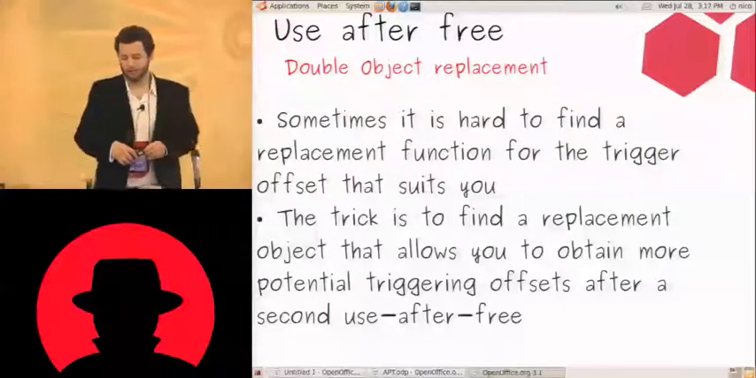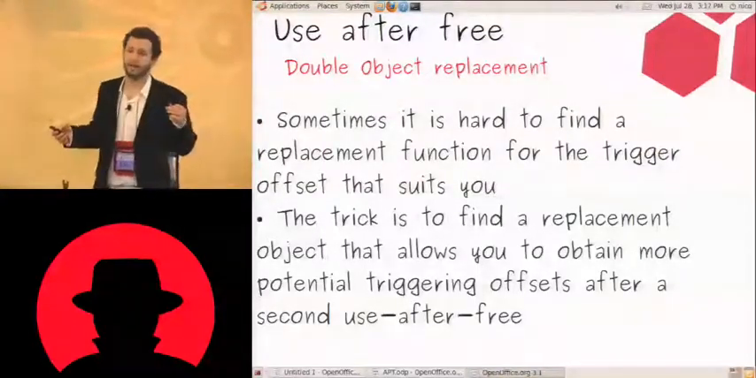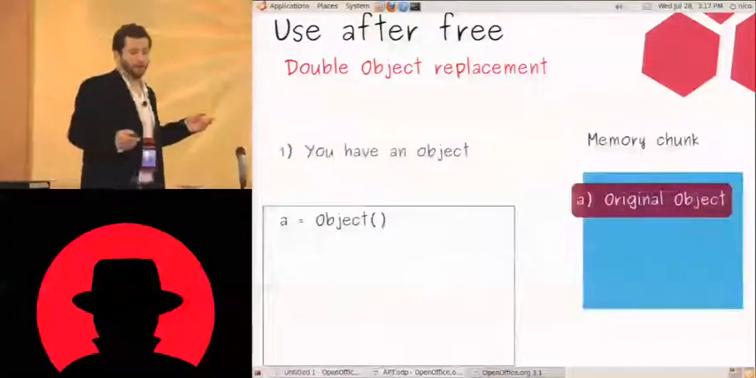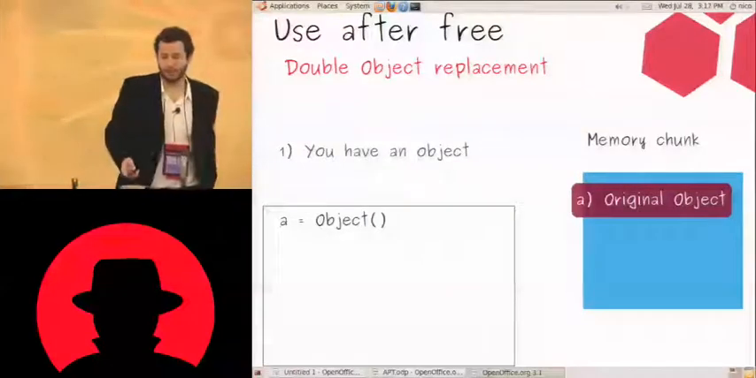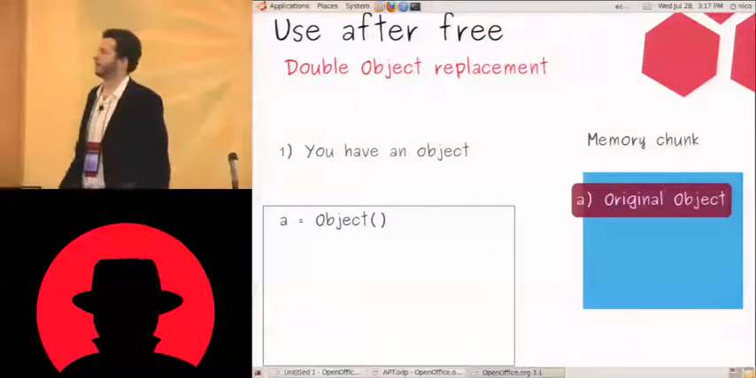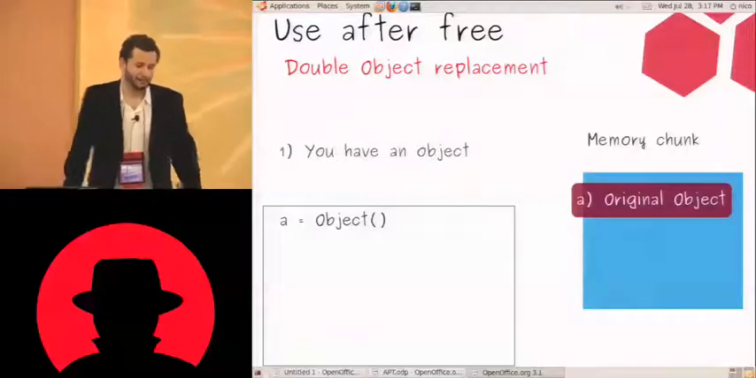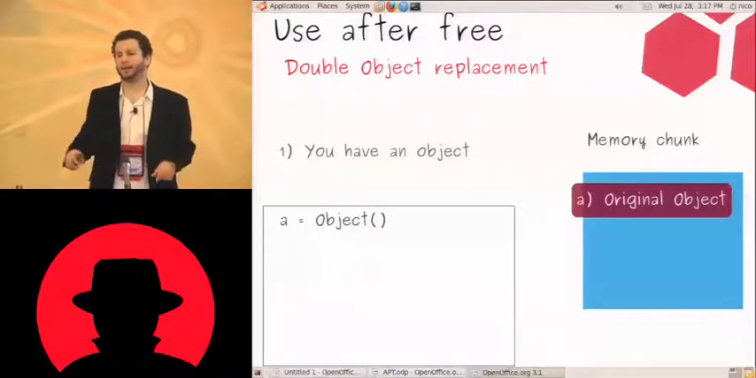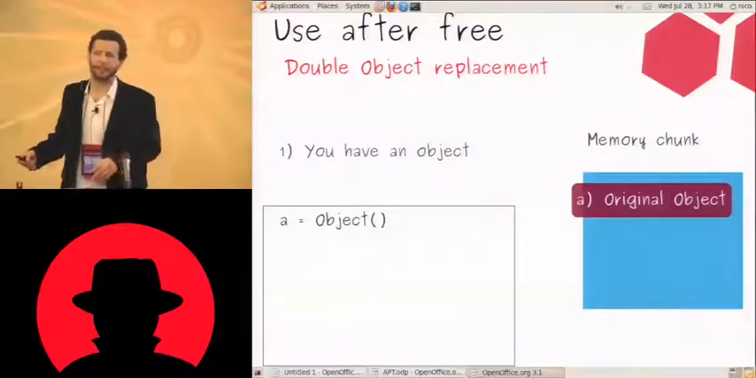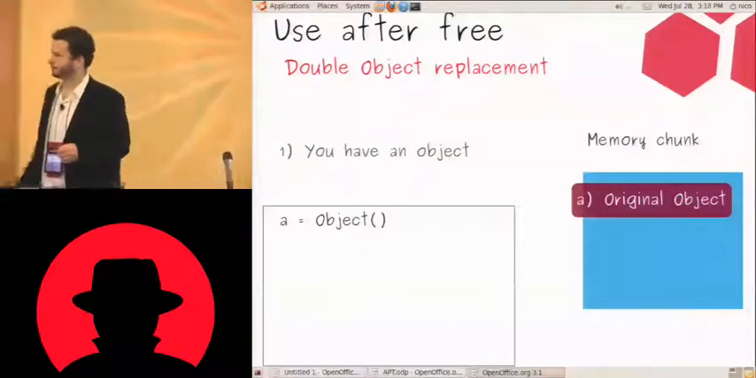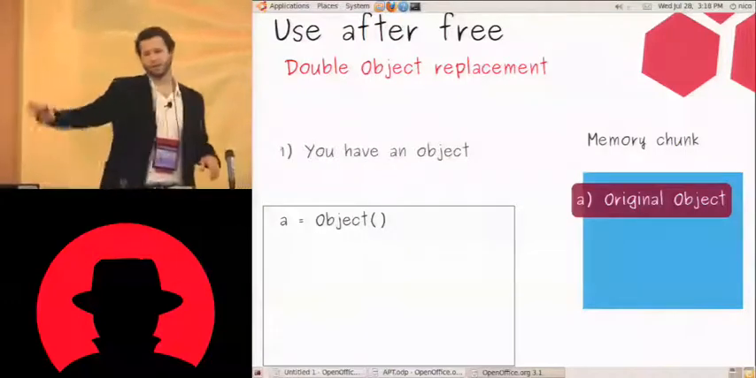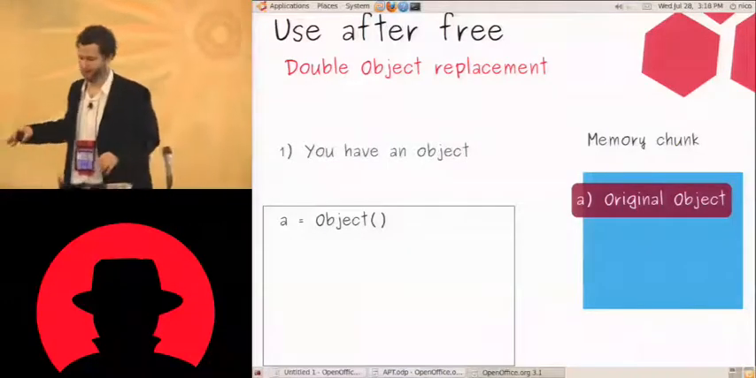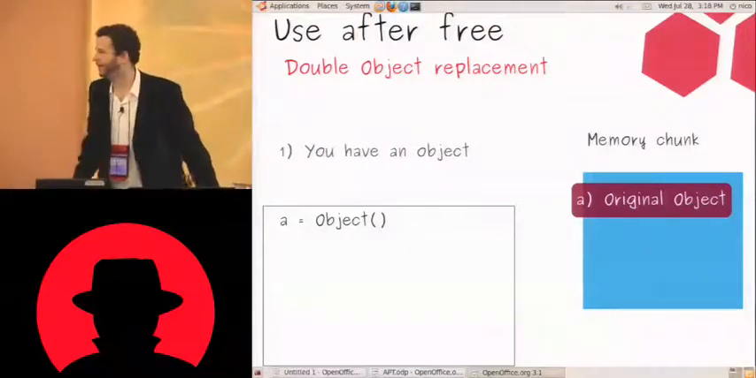So one of the other tricks that we found is that sometimes it's very, very hard to find different trigger offsets. So what we did is we call it double object replacement, but we couldn't get anything better as a name. But this is basically our idea. The idea would be to try to put a second use after free in order to find more triggering functions. This is pure pseudocode, so this is not JavaScript at all. So just in case you were thinking, that's not possible in JavaScript, no, this is completely different.